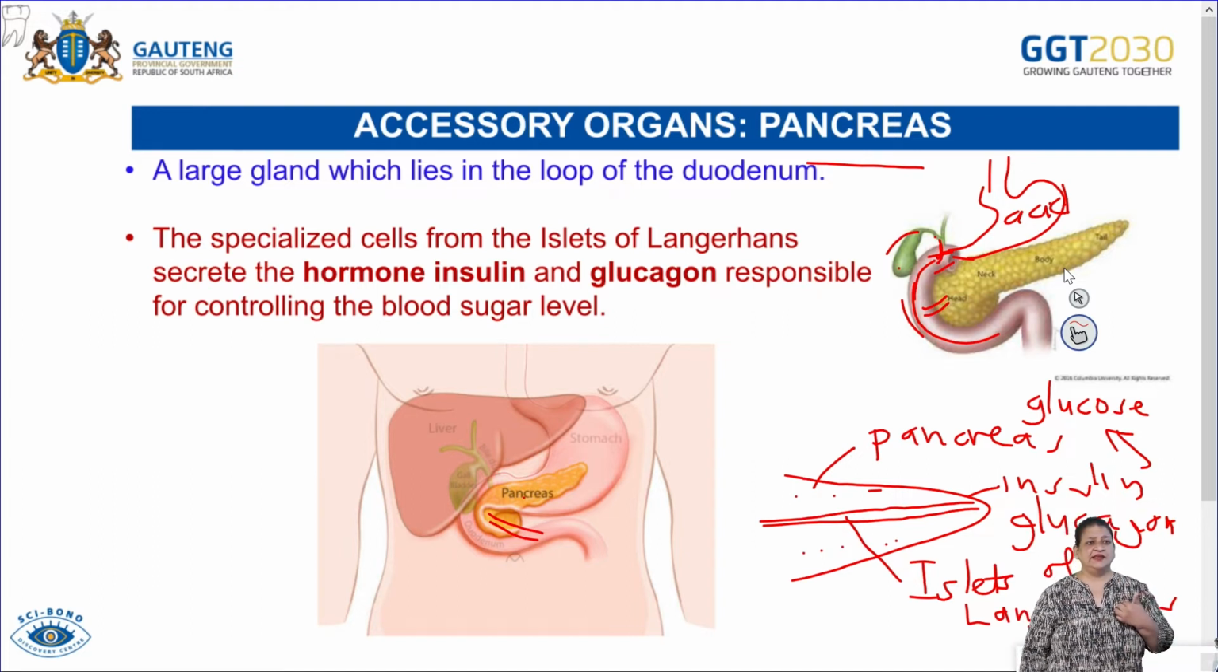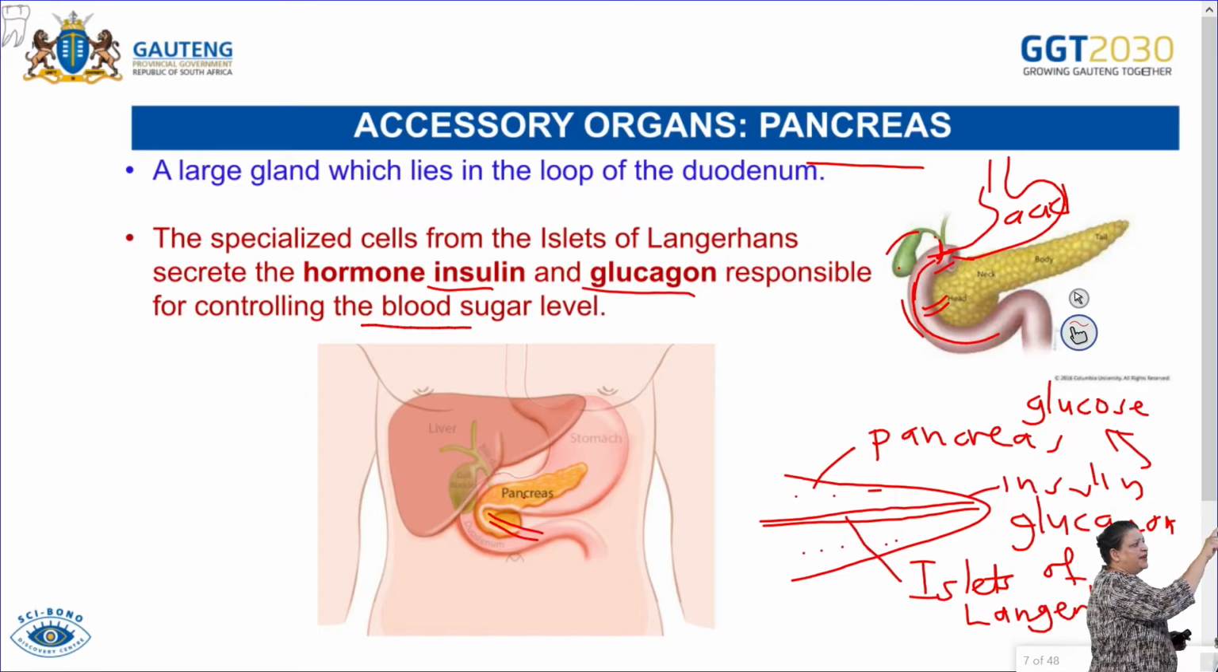So let's look at the slide here. A large gland lies in the loop of the duodenum. Specialized cells called the islets of Langerhans are found in the pancreas. They secrete the hormones insulin and glucagon. Very important for next year. And they control the blood sugar level. The blood sugar level, I will put in inverted commas. You cannot use the word blood sugar in an exam. Remember, the blood sugar they're referring to here is actually glucose.